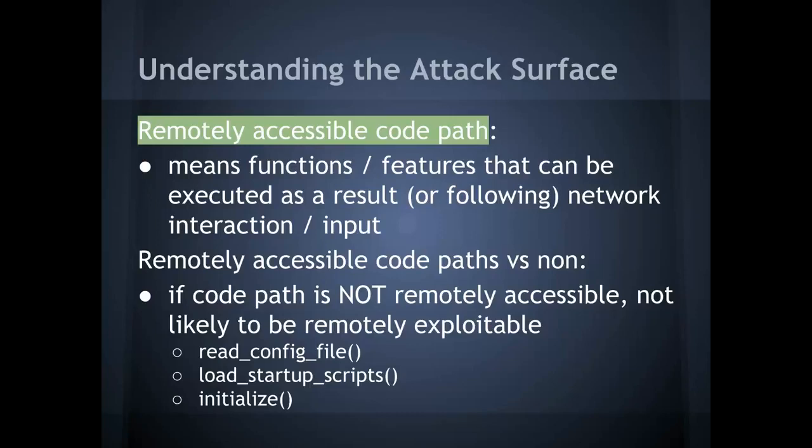So, back to remotely accessible code paths. I define it as functions or features that can be executed as a result of network interaction or input. The thing about code paths that are not remotely accessible is that they are not likely to be remotely exploitable. So things that are run on startup, or in a constructor's code, like reading a config file or loading config settings or initializing things, those aren't likely in most settings to be triggered as a result of network interaction.